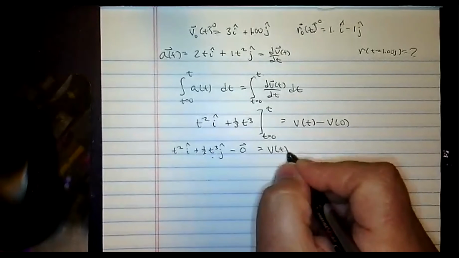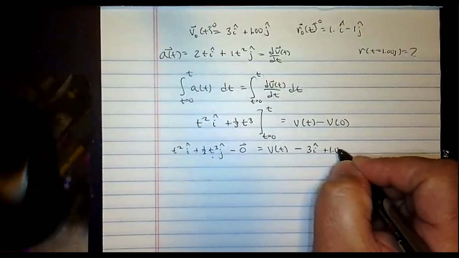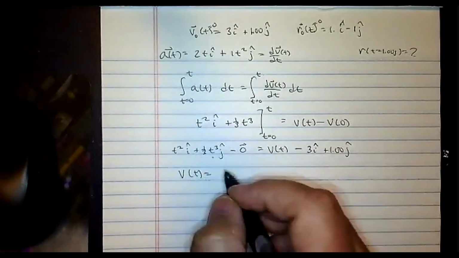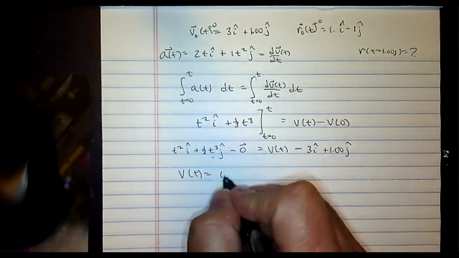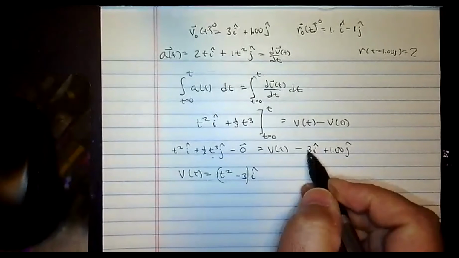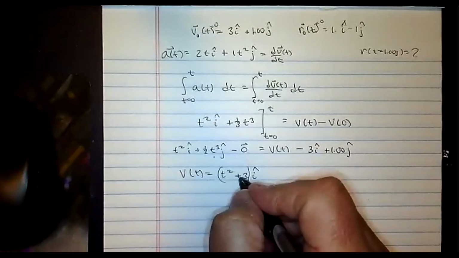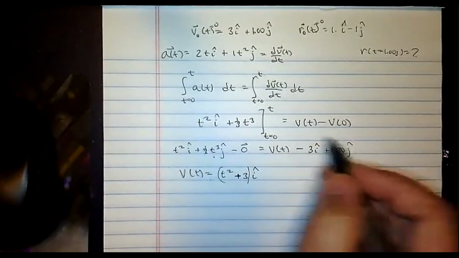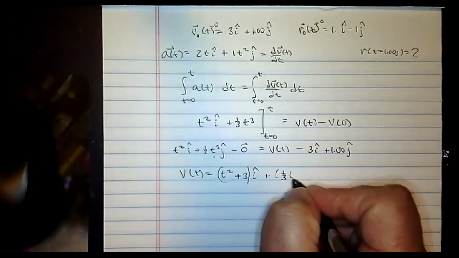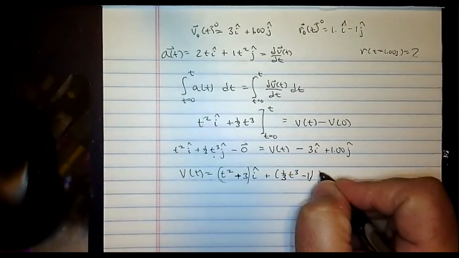That's all equal to v of t minus, now I'm going to write that thing, 3 i hat plus 1.00 j hat. So I can say now that v of t is going to be equal to t squared plus 3 i hat, because pulling that over here, the minus 3 becomes plus 3 on this side. Sorry about that. And then the j, this is going to come over here and become a minus. So I'm going to say plus 1/3 t cubed minus 1 j hat.